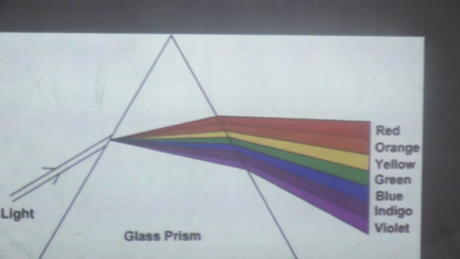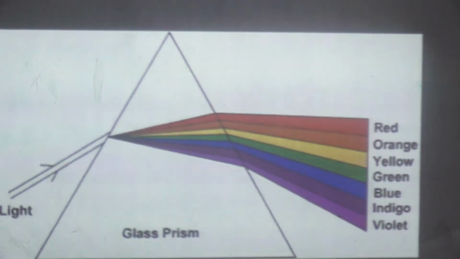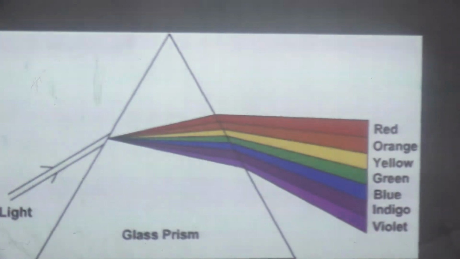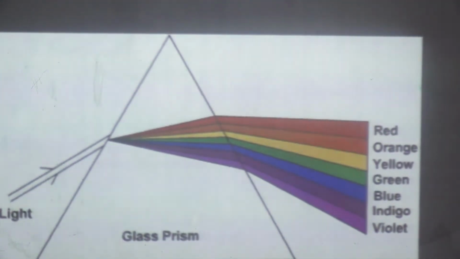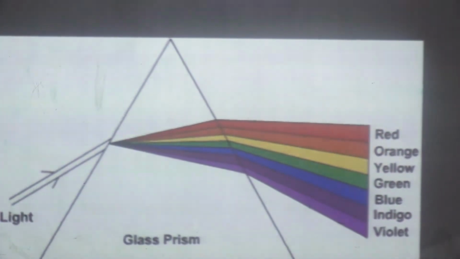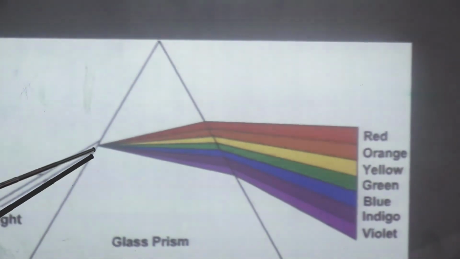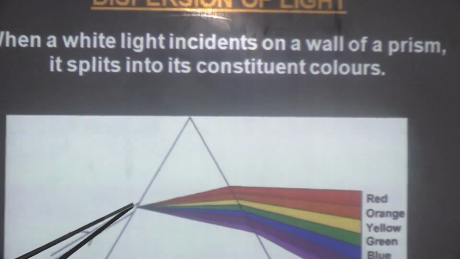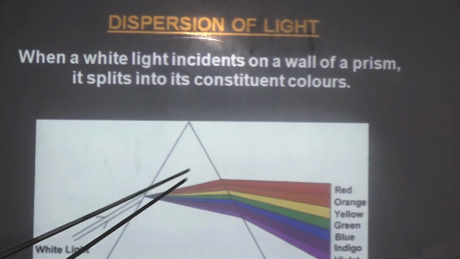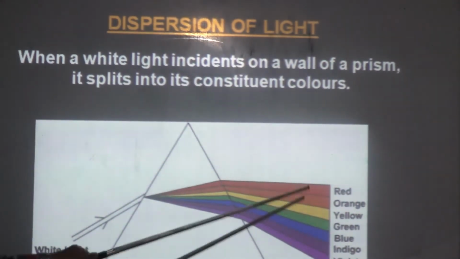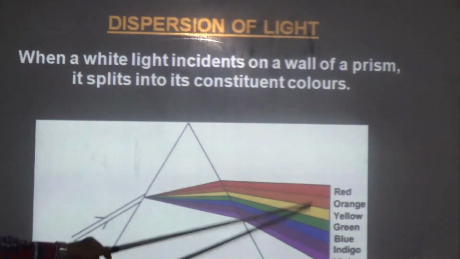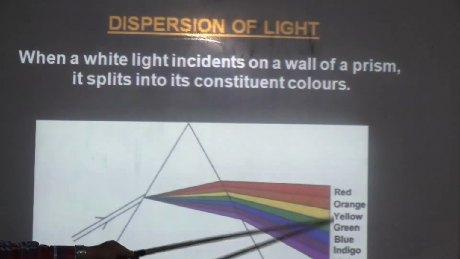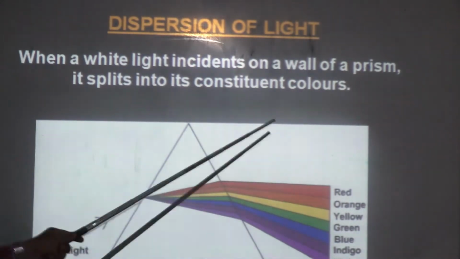To understand this, we have to understand two important phenomena of light. One is dispersion of light, another is scattering of light. First, let us see dispersion of light. Here, white light is passing through a prism. You might have seen a prism in your laboratory. When white light is incident on the wall of a prism, it will split into 7 colors. You can see the band of these 7 colors. This is called the visible spectrum, and the 7 colors are violet, indigo, blue, green, yellow, orange, red.